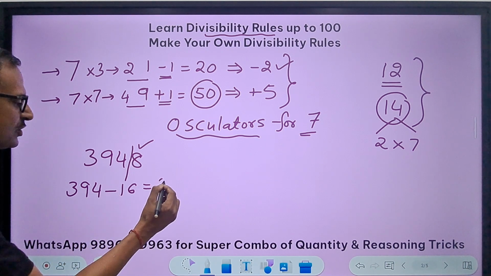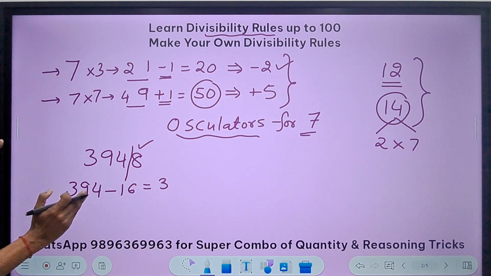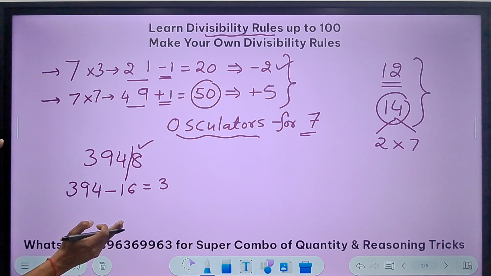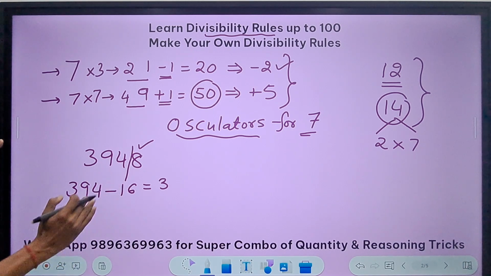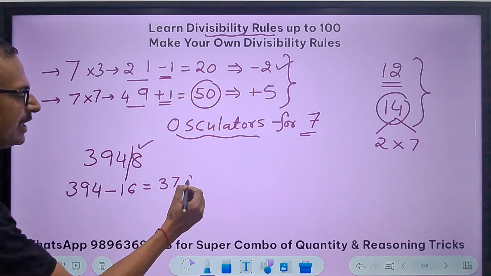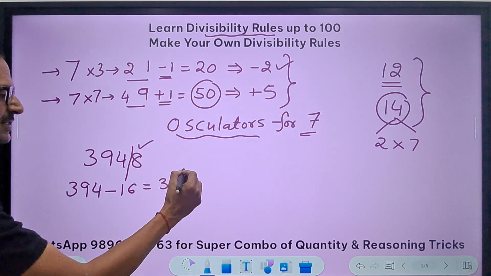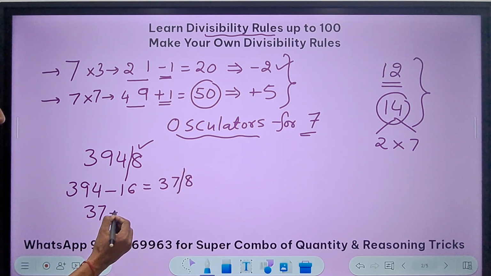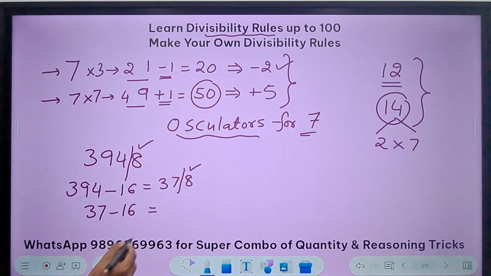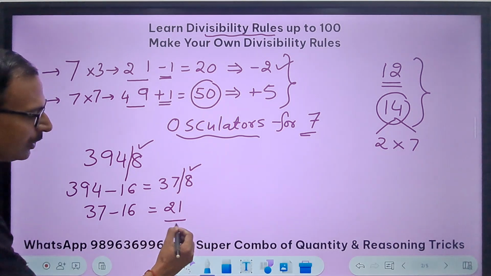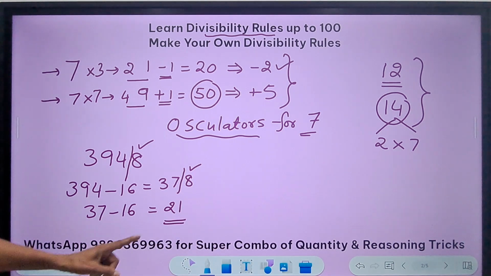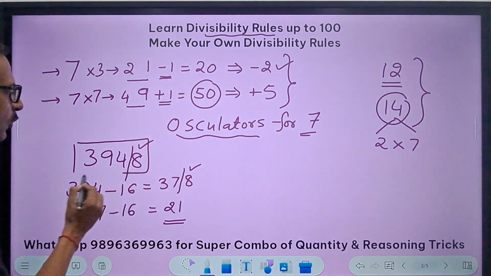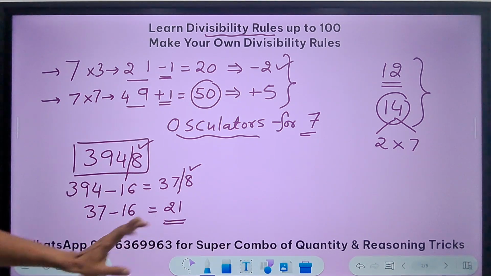So what will I get? 94 minus 16. So 94 becomes 84, then 74, and then 78. So 378. I can still separate out the last digit, do 37 minus again 2 times this, 16. What will I get? I will get 21. And now this is quite easy because I know that 21 is divisible by 7, and so the entire number 3948 is divisible by 7.